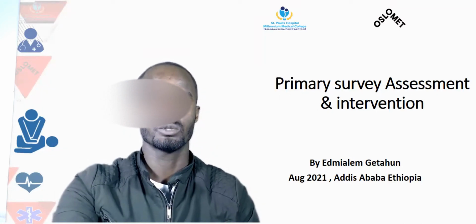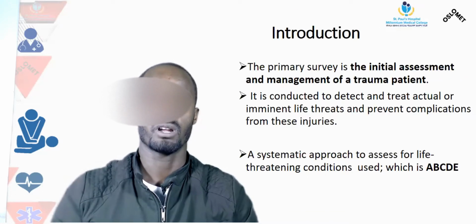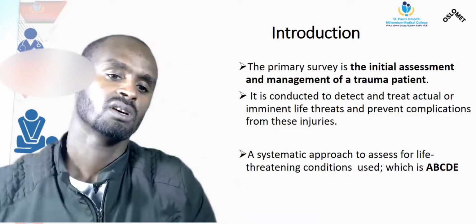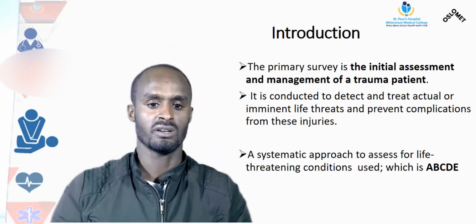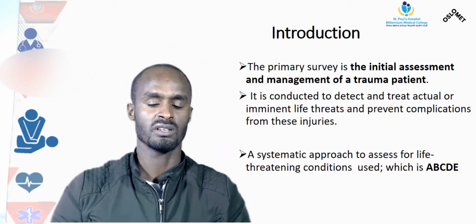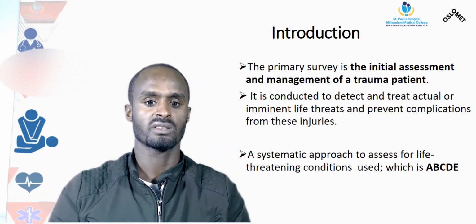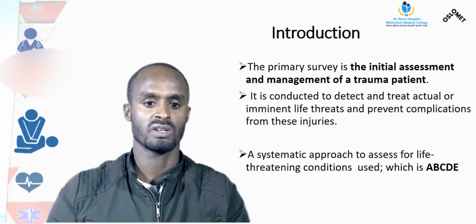So the main objective of this video is, at the end of this discussion, the paramedics will be able to rapidly identify and manage the actual and potentially life-threatening conditions of the patient. The primary survey is the initial assessment and management of the trauma patient. It is conducted to detect and treat actual or imminent life-threatening conditions and the complications of injury or trauma.